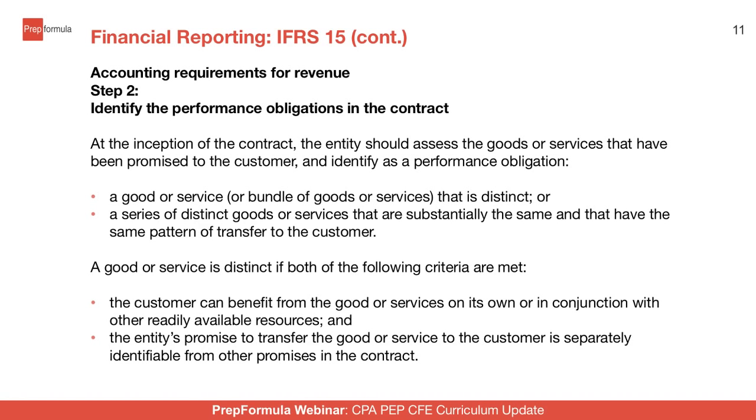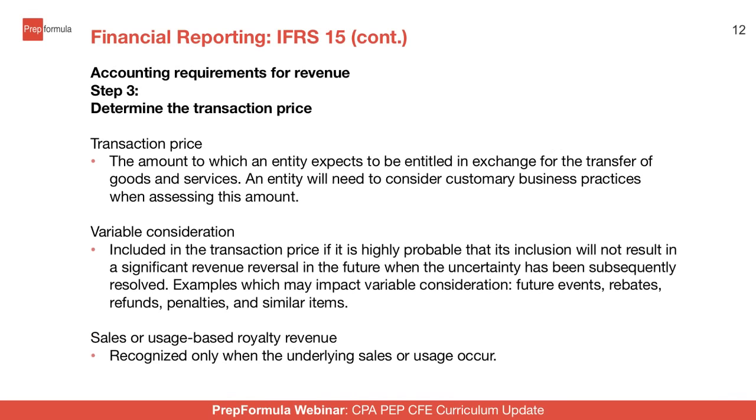The entity's promise to transfer the good or service to the customer is separately identifiable from other promises. So it has to be a separate promise. It has to be like a payment, right? And a contract for that individual asset.